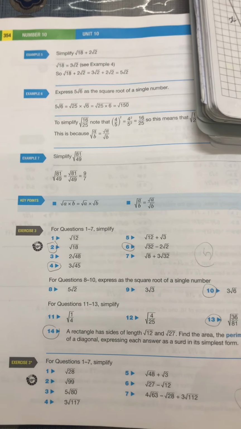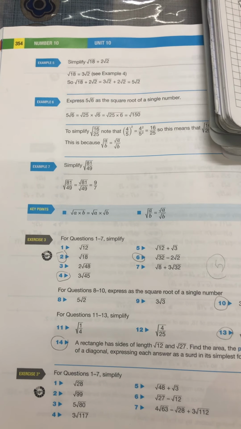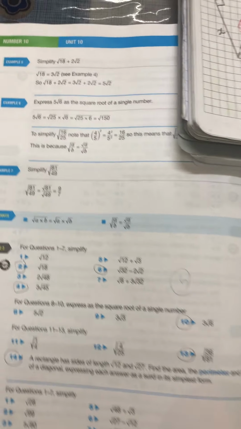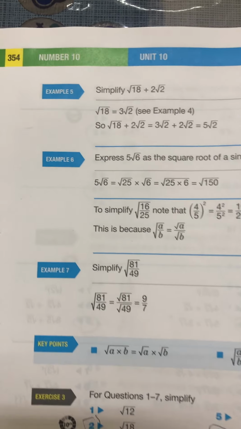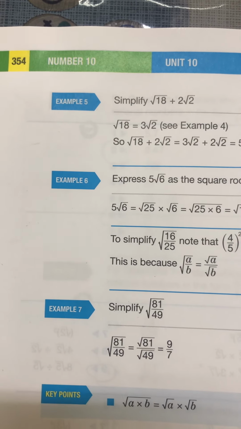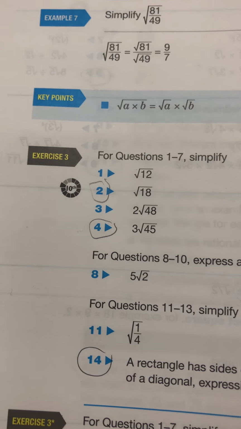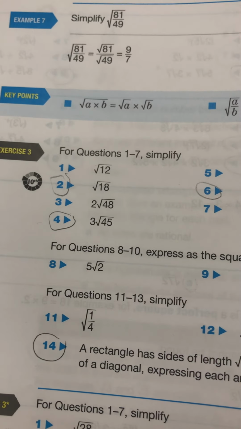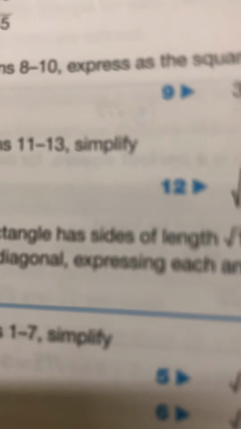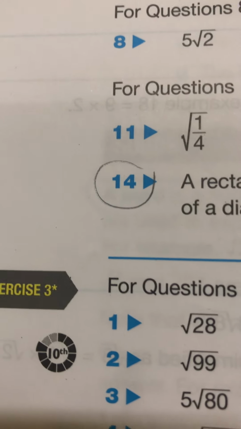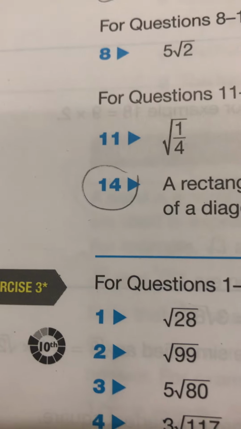Welcome, dear daughters. I complete with you simplifying surds. I am still on page 354. Now I'll solve with you some problems from exercise 3 star. We solved 3. Now I'll start some problems from exercise 3 stars. What are the problems I solve with you, inshallah?